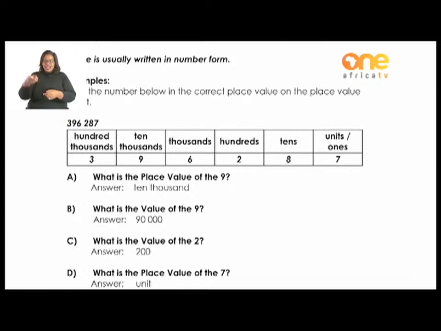What is the value of the 2? Here they only want to know what the value is. There's no place, so let's quickly try it. What do you think, what is the value? If you said the value is 200, that is 100% correct. How did we get it? We know the place is 100, and we said 2 times 100, and that is equal to 200.